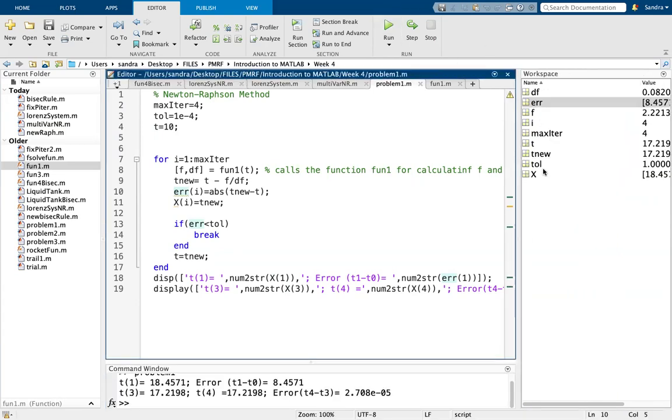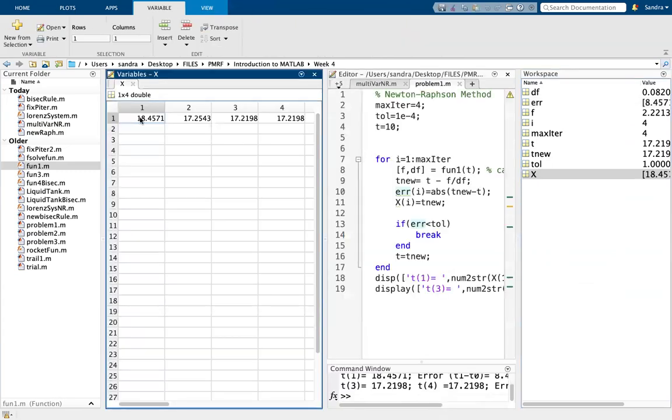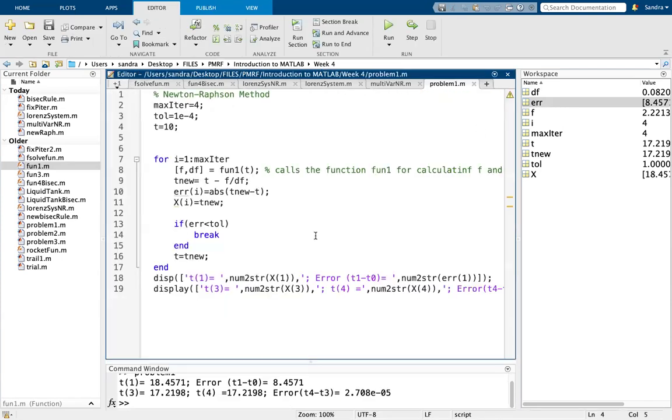So you will see the x: after the first iteration, my value is 18. I started from 10, and from 10 I got to 18.45, then it became 17.25, 17.21, and finally it settled at 17.2198. And my error after the first iteration was 8.45, then it became 1.208, 0.035, and later it became 2.708 e raised to minus 0.4. So now I just have to display.